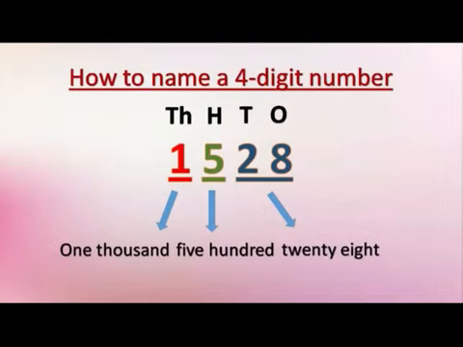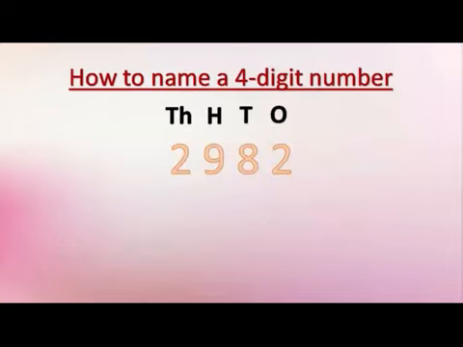So, this 4-digit number has the number name 1528. Don't think it's tough. It's actually very easy when you break it into 3 parts. So, we'll do some more examples. Now, what about the number name of this number?